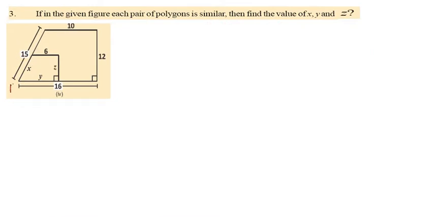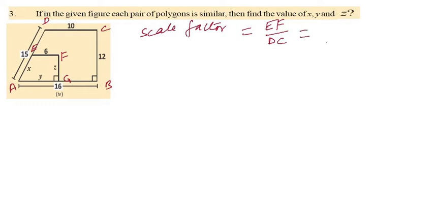In this question, you have to write here A, B, C and D, and here is E, F and G. So first of all, we can find the scale factor. What is the scale factor? You have to write EF upon DC. EF is given as 6 and DC is 10, so you have to write 10. So 2 3s are 6 and 2 5s are 10. So it is 3 upon 5.